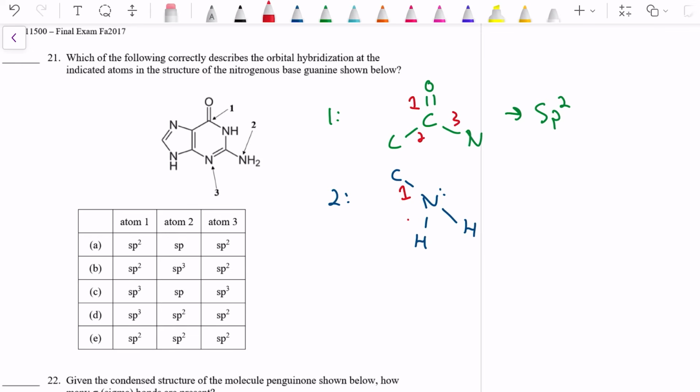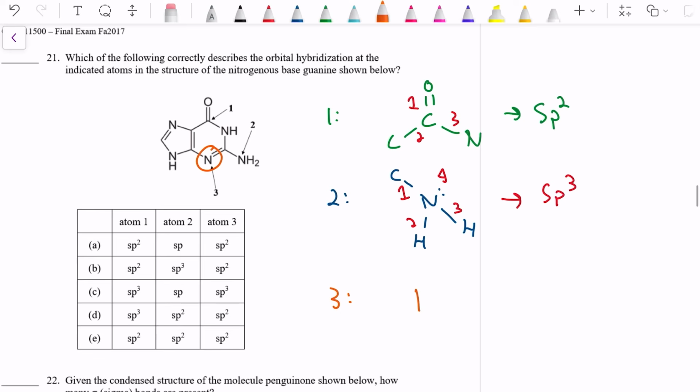It is 1 bond to the carbon, 2 to the hydrogen, 3 to the hydrogen, and then we're also going to count the lone pair. So this is sp3 hybridized. Let's take a look at our last one, this nitrogen. This nitrogen has a double bond up to a carbon, a bond up to another carbon, and then a lone pair. 1, 2, 3. Therefore, this atom is sp2 hybridized.